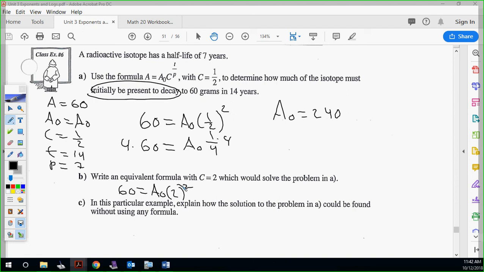Sorry, let's finish this here real quick. Last one. It says, in this particular example, explain how the solution to the problem could be found without using any formula. Essentially, 14 years is 2 half-lives. The initial amount times 1/2, then another half gives you 1/4. So it's half of a half. 60 is 1/4 of the initial, so how do I find the initial? Times by 4. You're doing 2 periods of a half-life, so 1/2, 1/2, or 1/4. You would times that by 4 to get 240. I'm just talking it out loud. Okay, all right, sticking that up.